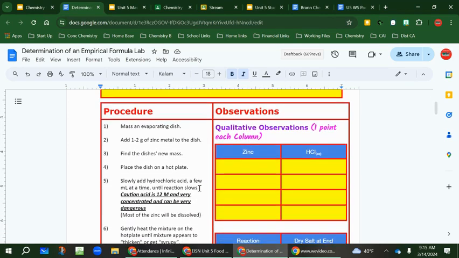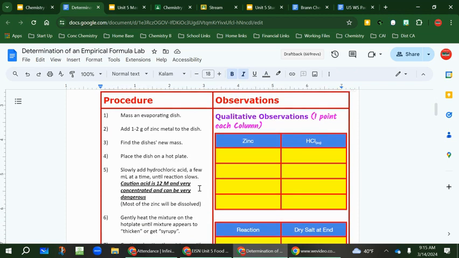So, here's what's going to happen, ladies and gentlemen. You are going to find the mass of an evaporating dish. The evaporating dish is the dish that is sitting on your hot plate. Take it to the balance that is at your station and find the mass of it. Do not zero the balance with this on it. Find the mass of this dish with the balance zeroed before you begin. You're going to record that a little bit further down in this table.